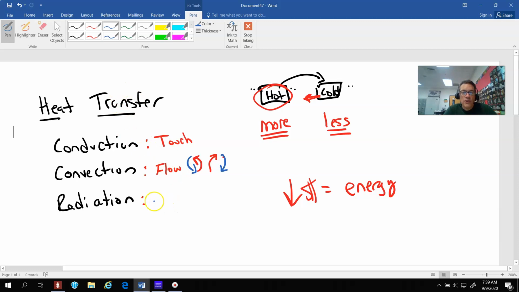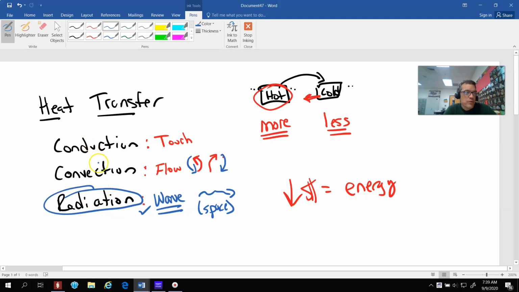And then finally, radiation is going to be when energy moves through waves. And this might happen in space. In fact, this is the only one that can happen in space. The waves from the sun are able to travel through emptiness. And so these are the three main things that we have in terms of heat transfer. So if we have objects touching, conduction. If we have liquids or gases flowing, that might be convection. And if we have invisible energy that's in the form of waves, that's going to be our radiation.